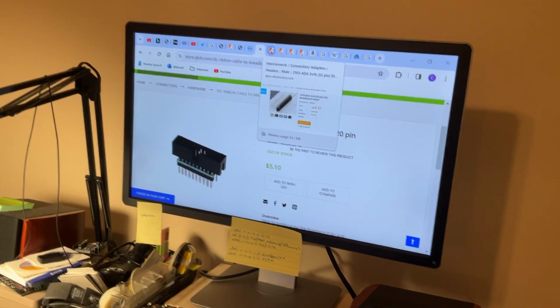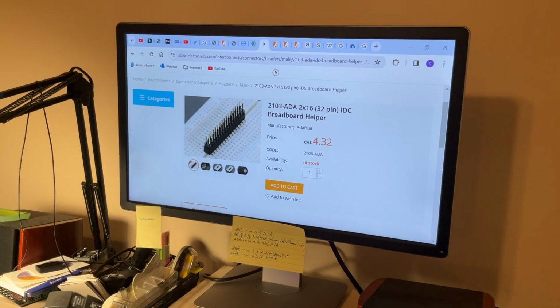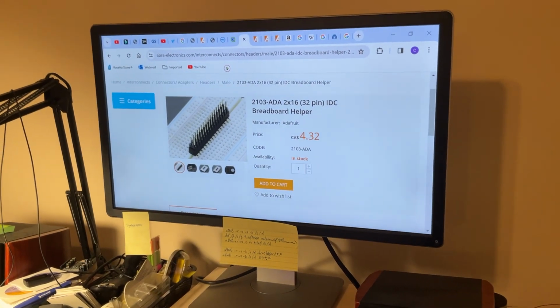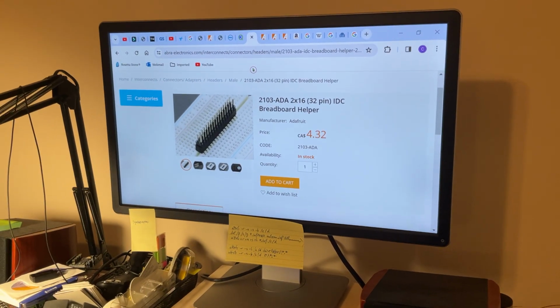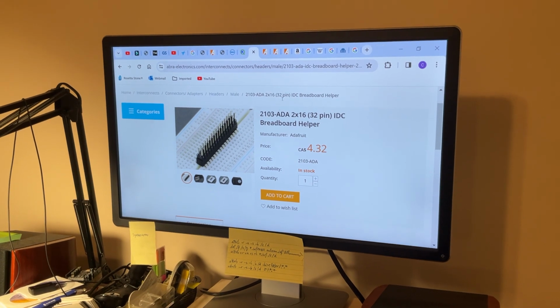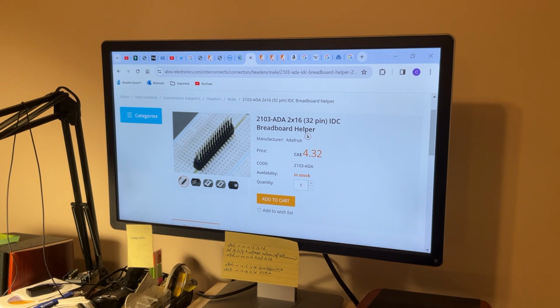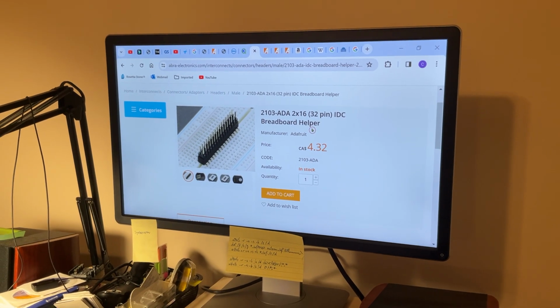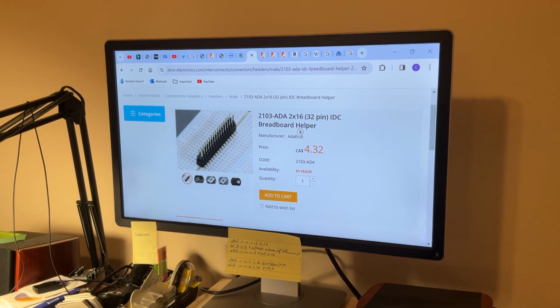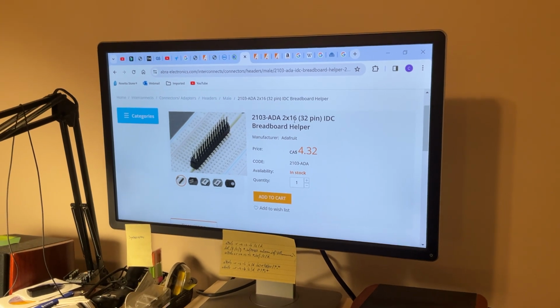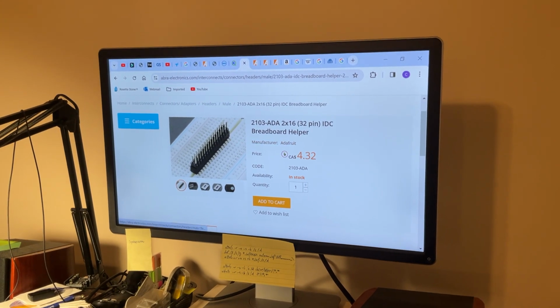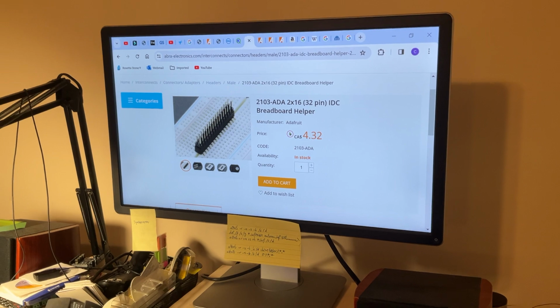However, if I go on my favorite site, abraelectronics.com, what am I going to find? It's another one. They call this IDC breadboard helper. I consider the word adapter was just good, but that's how they call it. This is 2x16 pin and is made by Adafruit. You won't find the 2x10 to make 20.